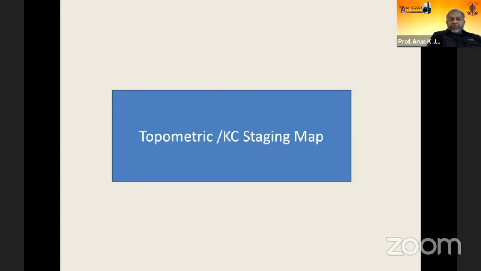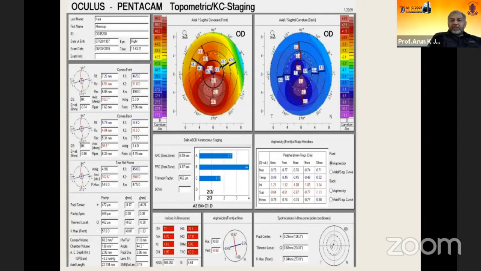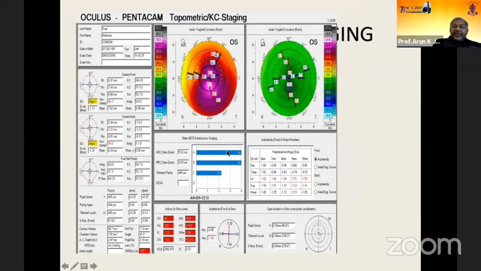And what about the staging? This is the ABCD staging. This is one map which tells about the topometric or keratoconus staging, depending upon all the indices. Here you can see this is a right eye map with the Kmax, high K reading, asymmetric bow tie, and the anterior curvature, posterior curvature, and corneal thickness readings in the form of a map, and this is keratoconus grade 2 depending upon the severity of the disease.